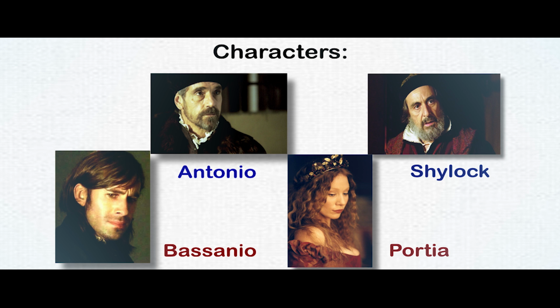Now, the third character we have is a lady character, that is Portia. She's very beautiful and rich. She lives in Belmont. She is considered as very loving and caring. And the fourth character we have is Shylock. He's a Jew and a moneylender. He does not really get along with Antonio in the entire play.